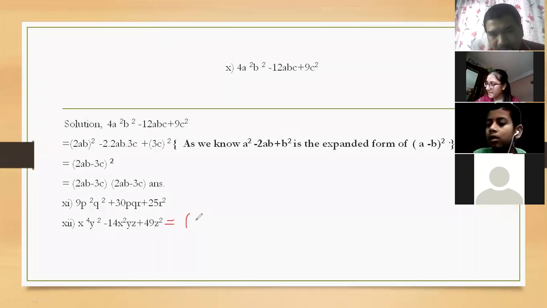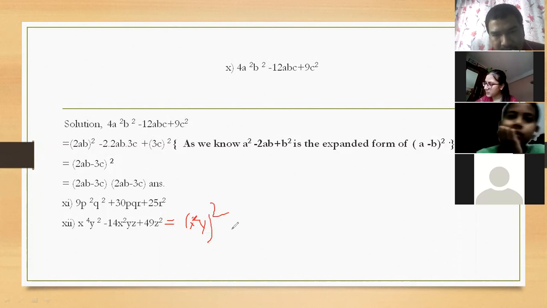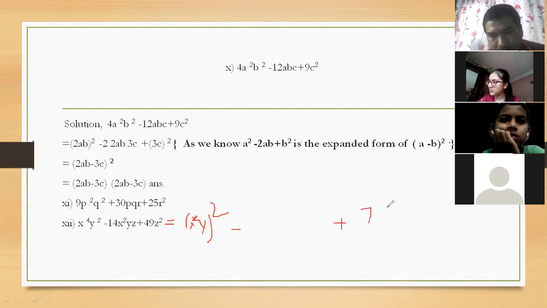Look, number 11, 12 now. This one, number 12, I am solving here. What will be this x square y square, from this one whole square? Look here, x square y, whole square. Okay, and what is the minus sign and what is the last one? How to write b square there? 7z whole square, right?